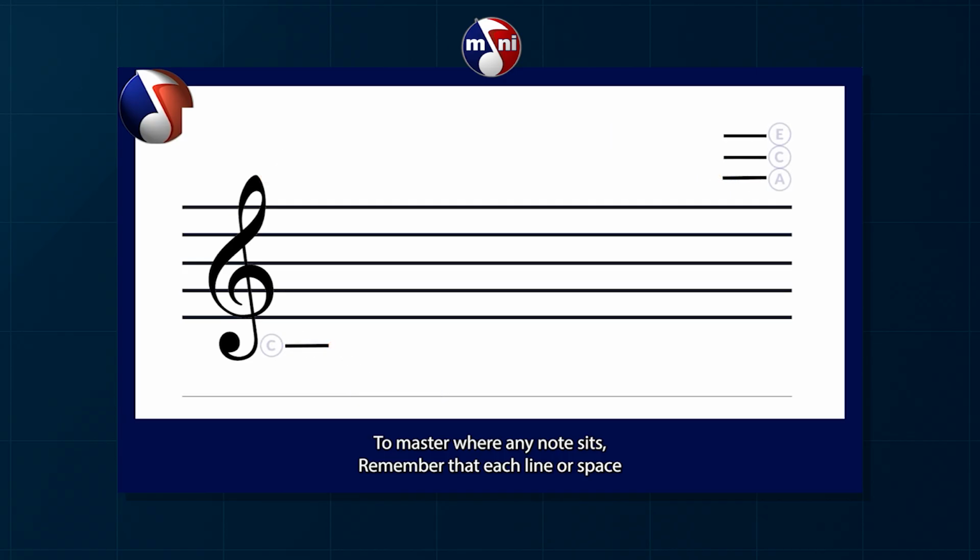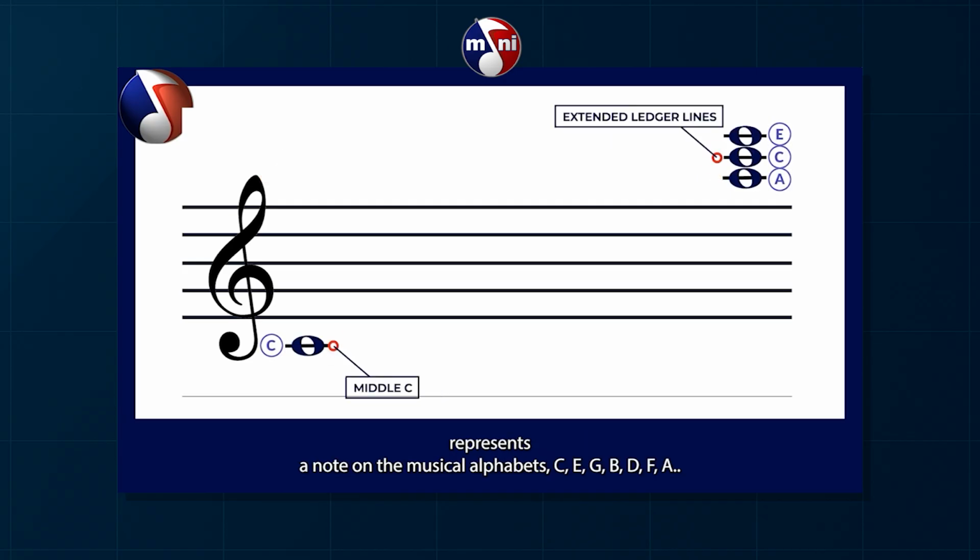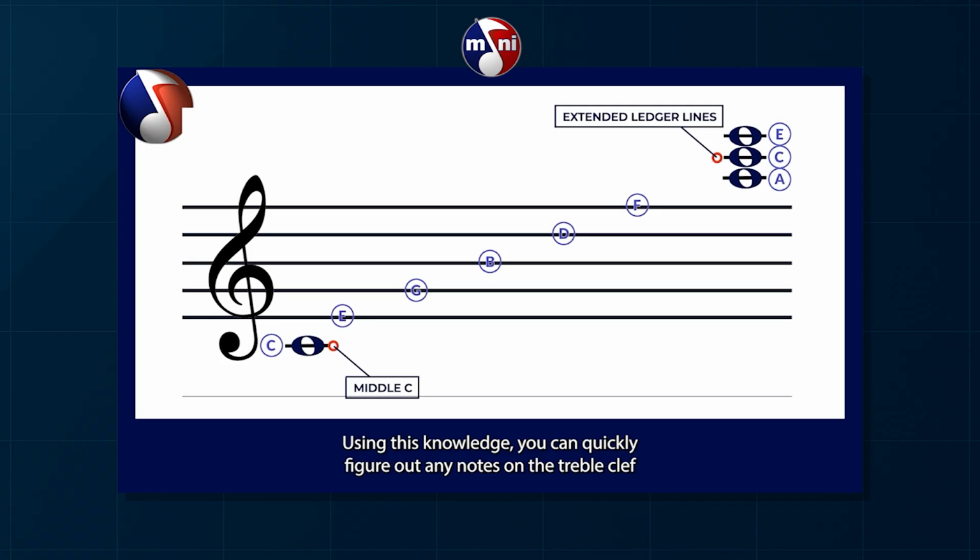To master where any note sits, remember that each line or space represents a note in the musical alphabet. C, E, G, B, D, F, A. Using this knowledge, you can quickly figure out any note on the treble clef ledger lines.